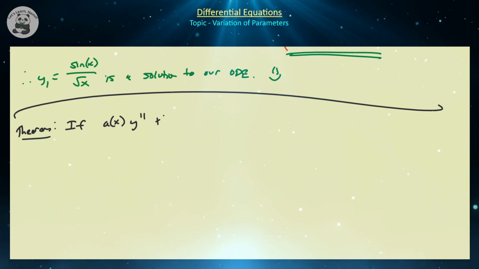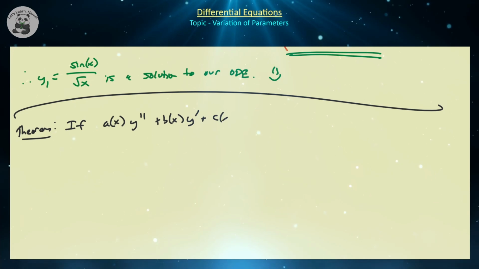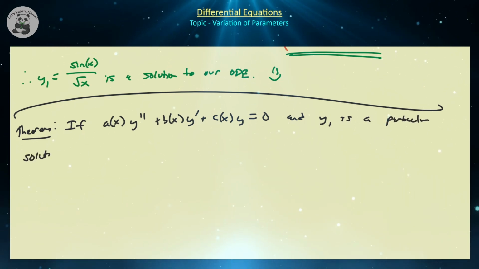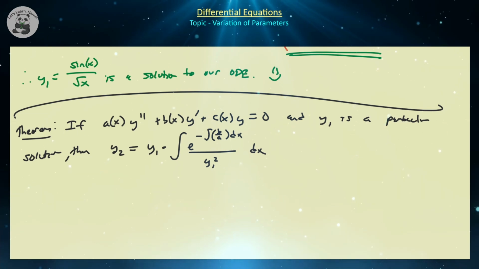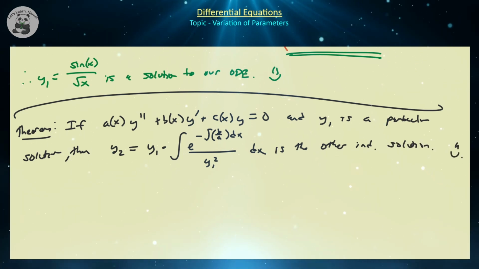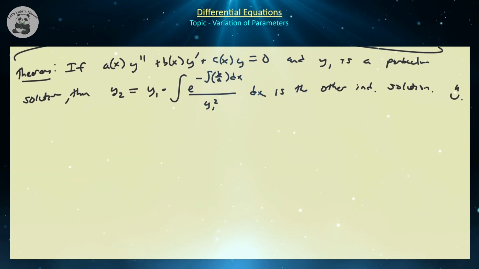So if a x y double prime plus b x y prime plus c x y is equal to 0, and let's assume that y1 is a particular solution to this differential equation, then the second solution, y2, is going to be equal to y1 times the integral of e to the minus integral of b over a dx, all over y1 squared dx. And in particular, it's the other independent solution. Again, the Wronskian is definitely going to be your friend here when trying to prove this, if you're interested in that.